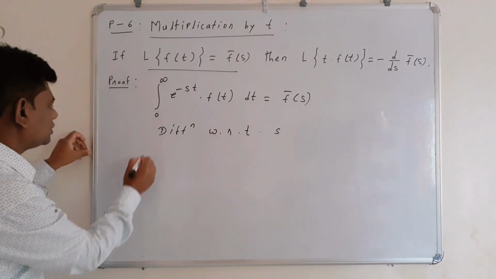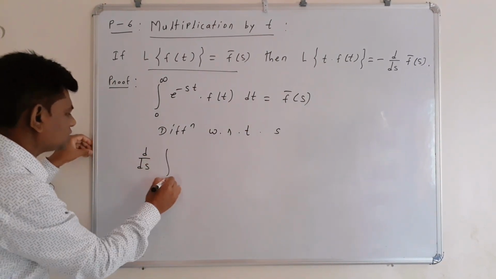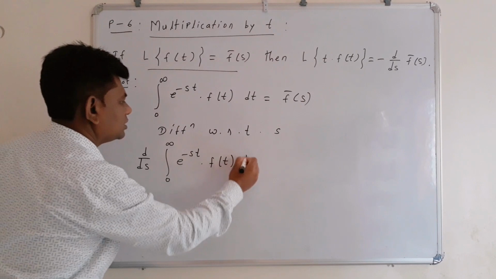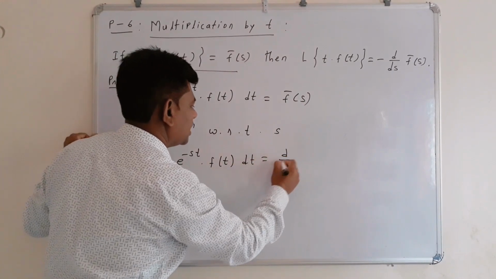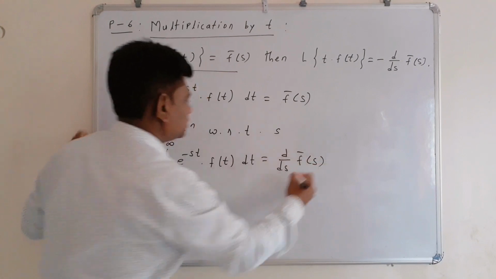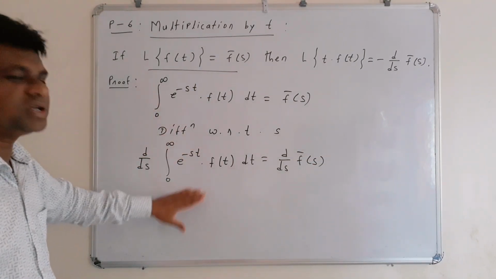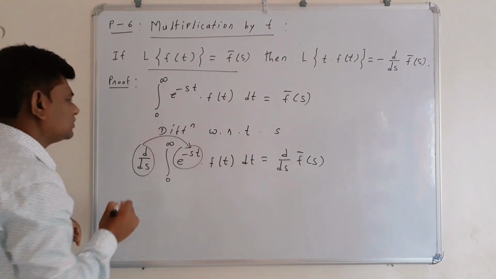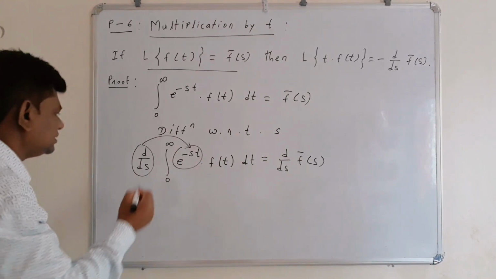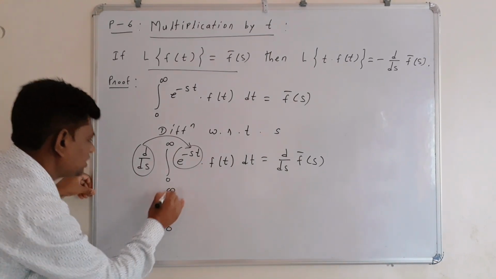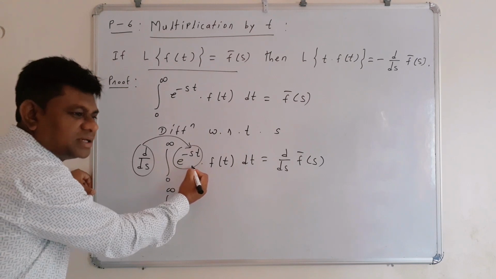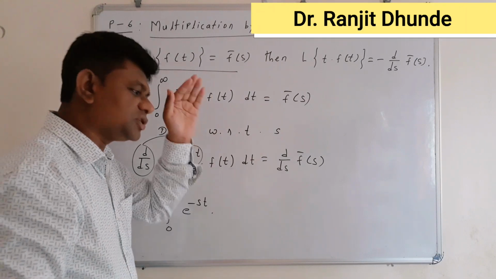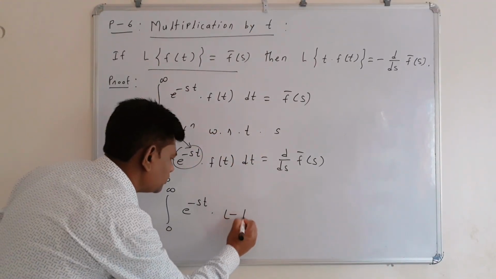So therefore d by ds integration 0 to infinity e to the power minus st f of t dt is equal to d by ds f bar s. Now by using the differentiation under integral sign, this d by ds means derivative of this e to the power minus st under integral sign, that is integration 0 to infinity. Now derivative of e to the power minus st, answer is e to the power minus st into derivative of minus st with respect to s. So therefore answer is minus t.